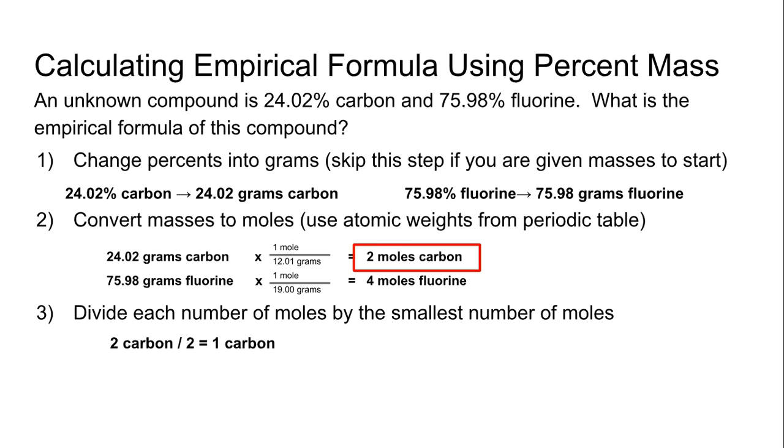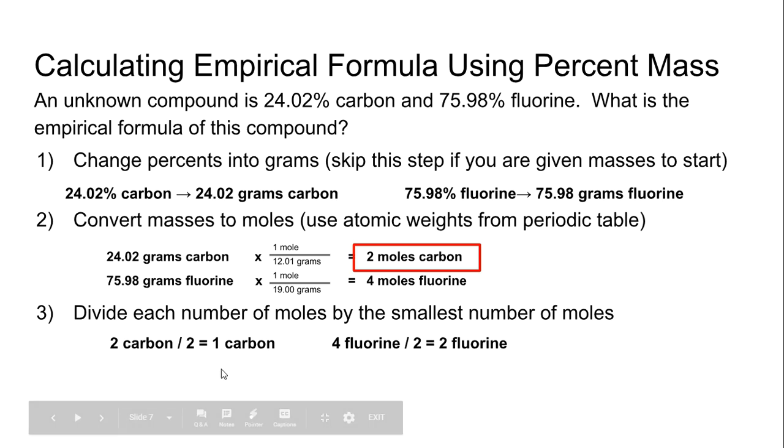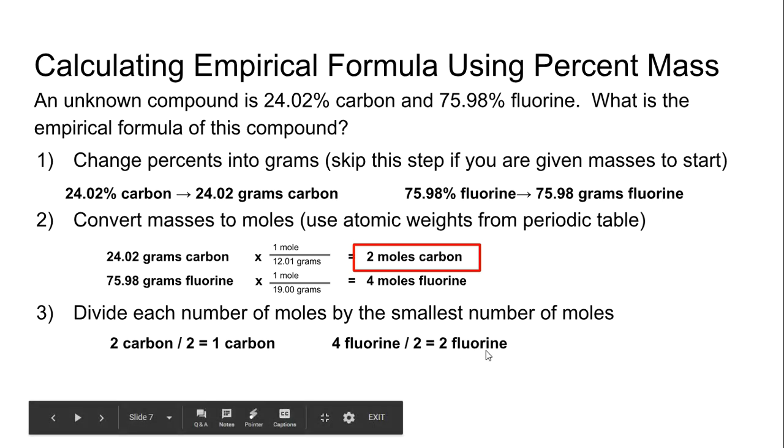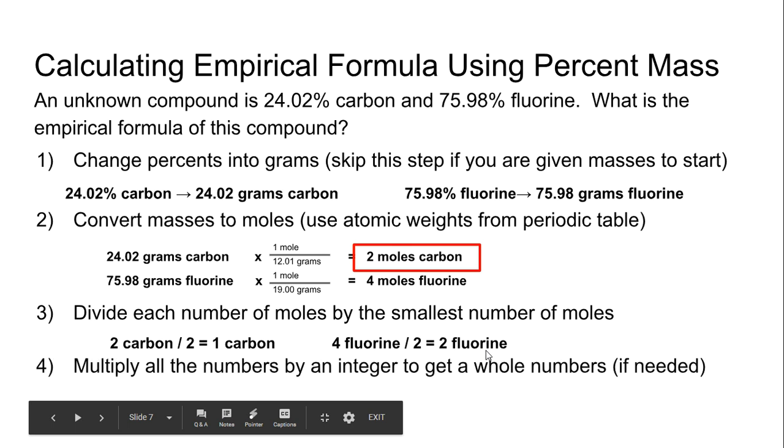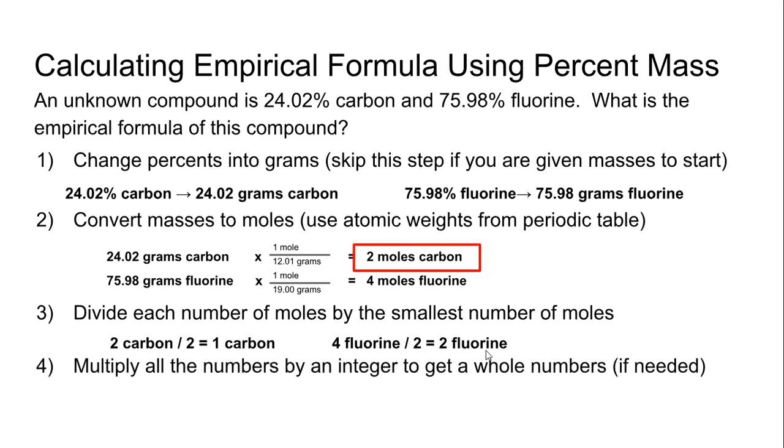2 carbons divided by 2 seems silly, but that gives us the ratio for carbon. 4 fluorines divided by 2 gives me 2 fluorines. And so now these numbers are my empirical formula, provided that they're all whole numbers. I want to have all whole numbers, which I do here, so I don't need to do my last step.